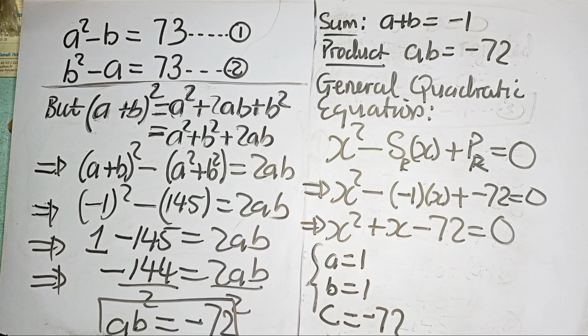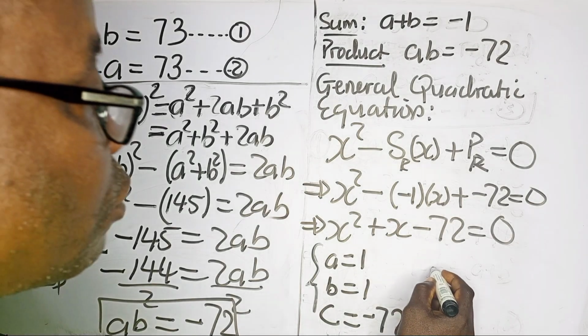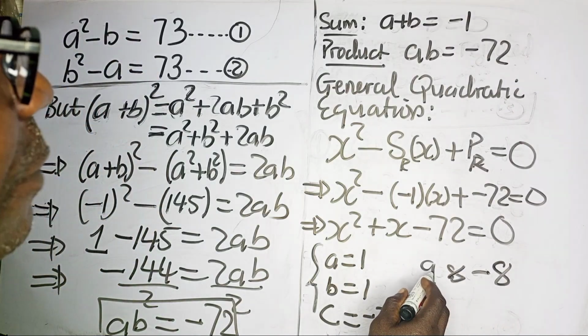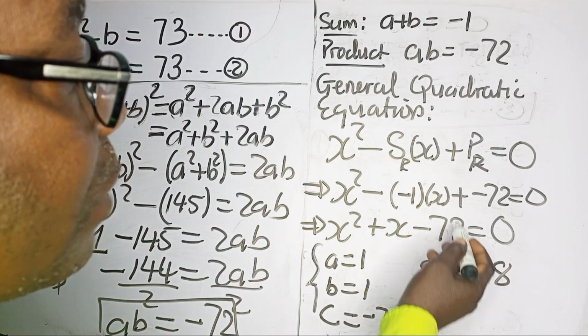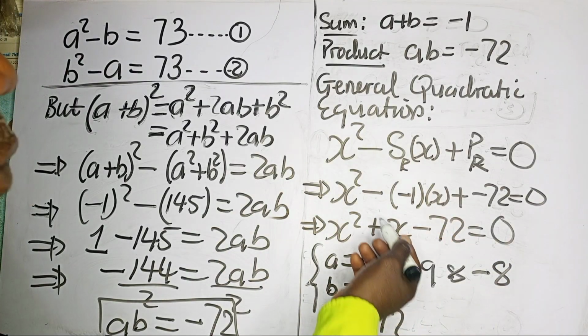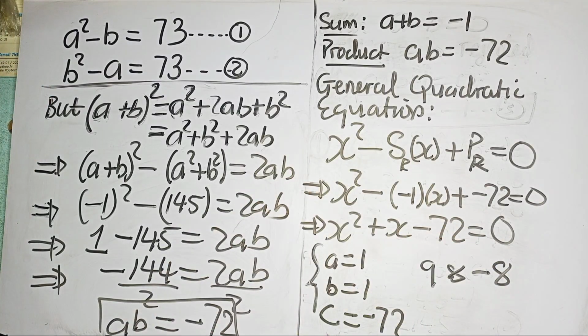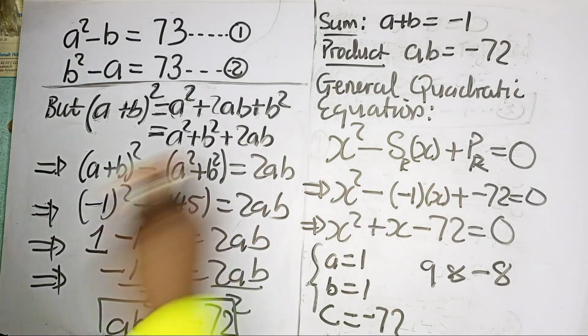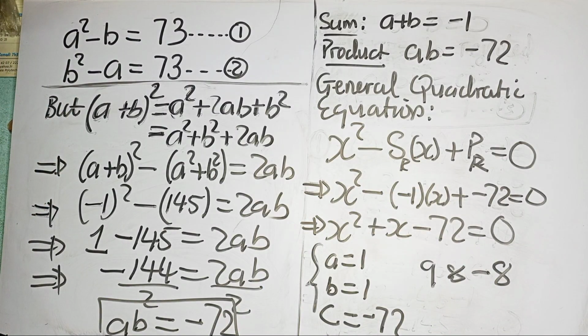Okay, so which are those two factors? It's clear. It is going to be +9 and -8. If we multiply 9 to -8, we have -72. And if we add 9 to -8, we're going to have +1. So these are the only two factors of -72 that respond to those two criteria.